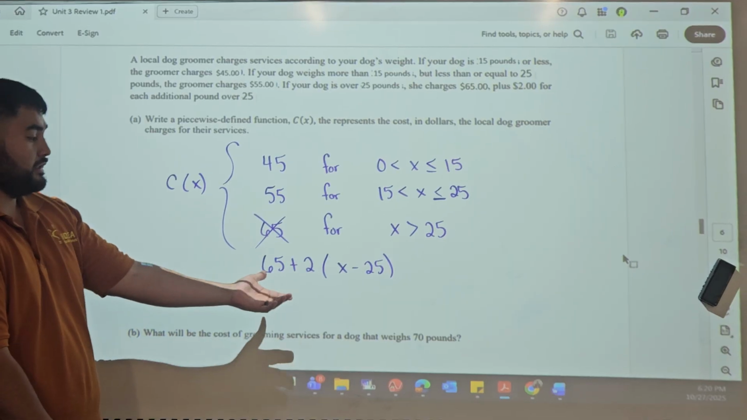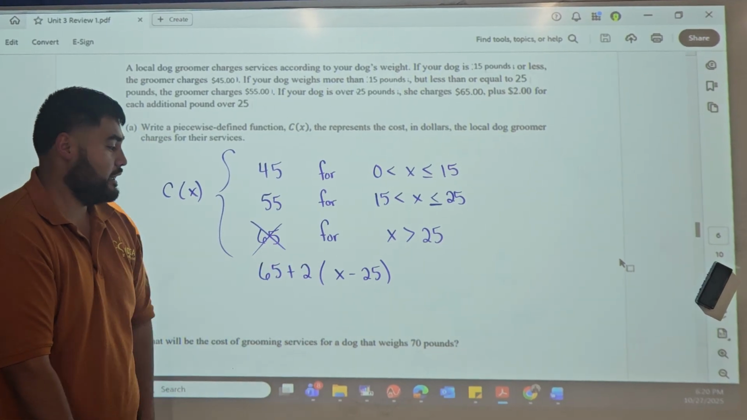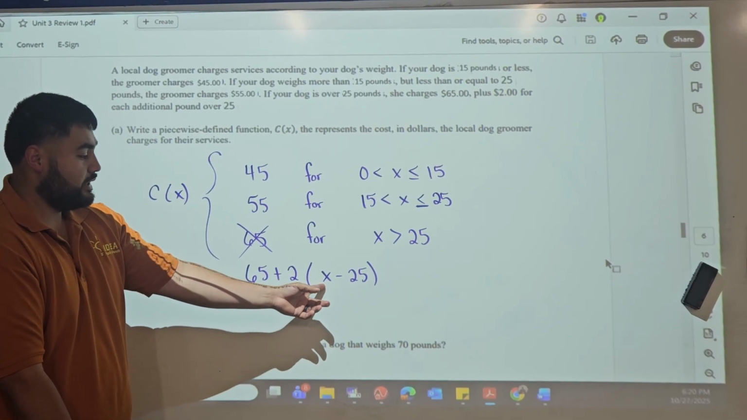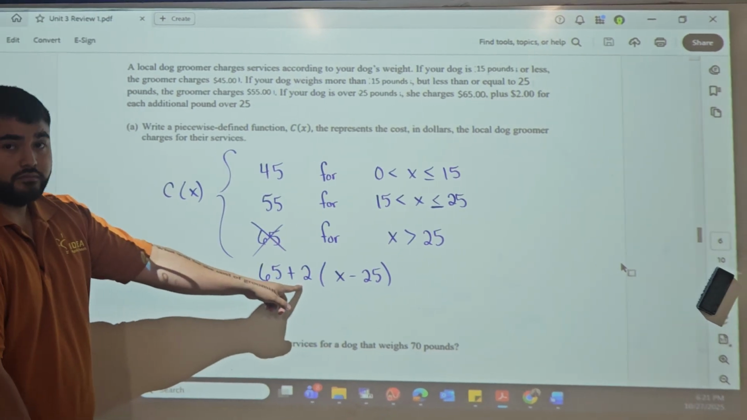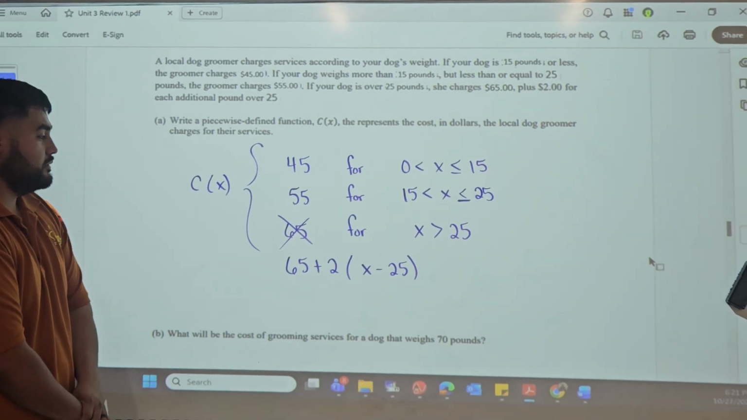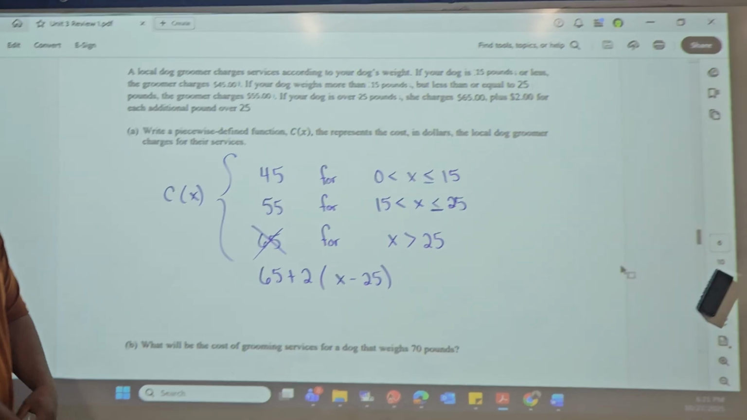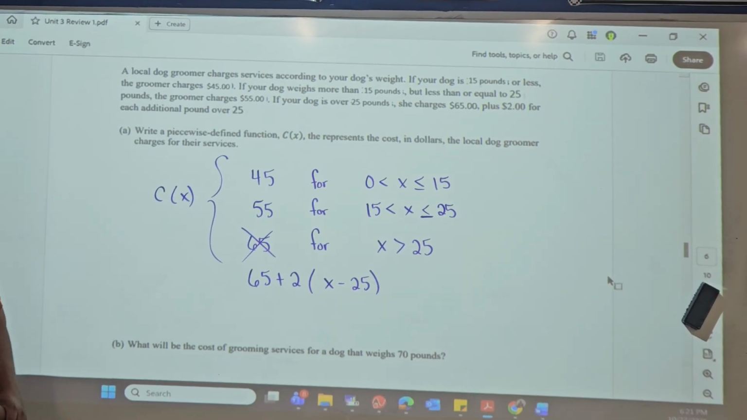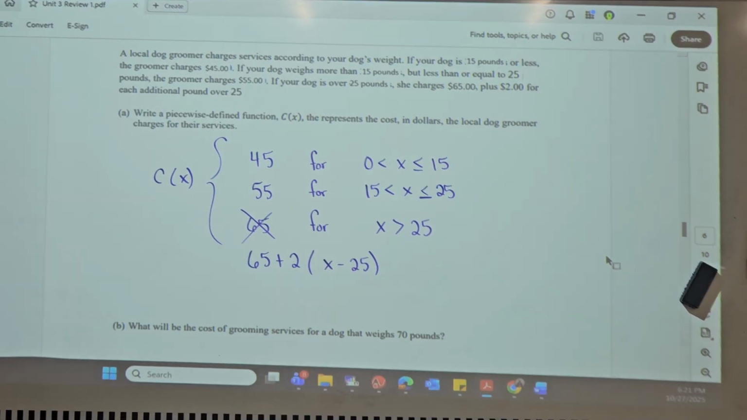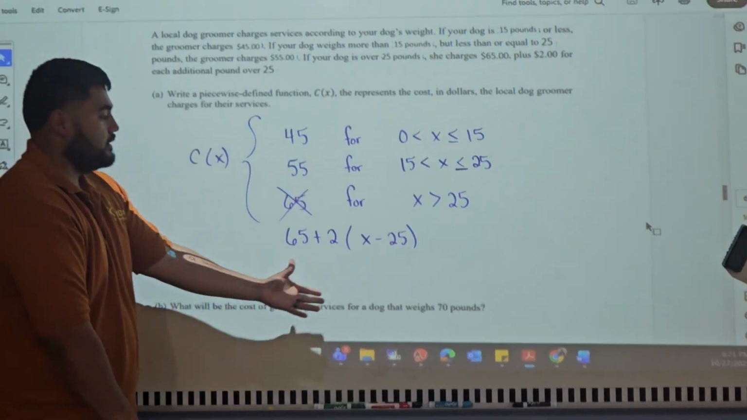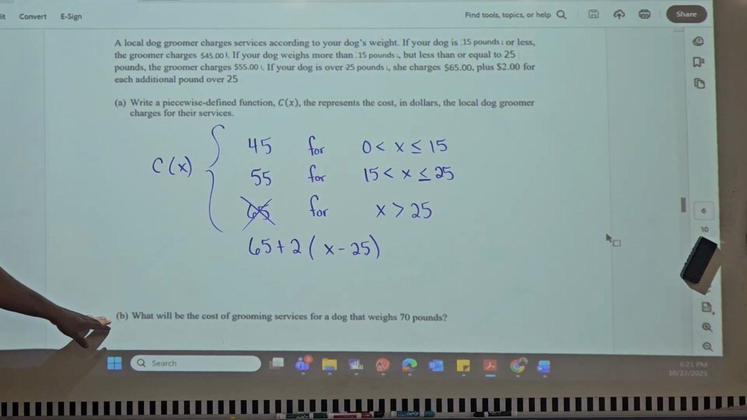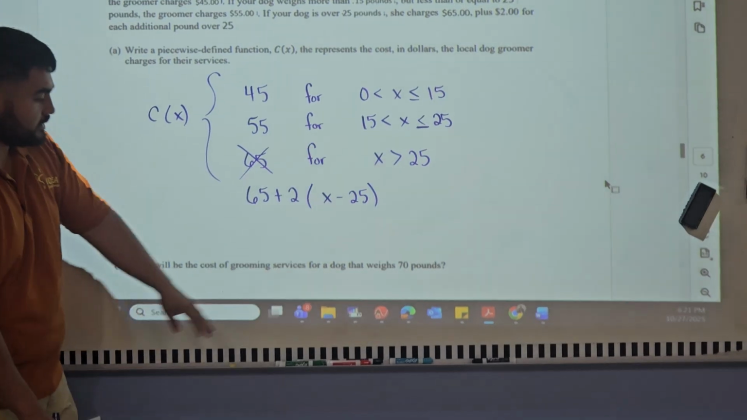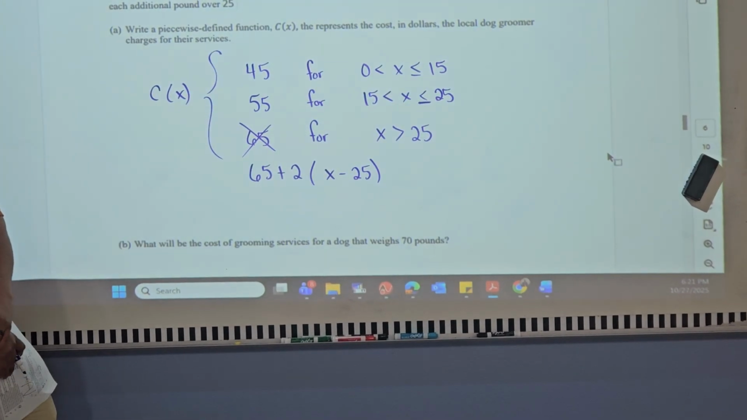Let's say the dog is 27 pounds. If you input 27 here, minus 25, that's 2 pounds. $2 per each pound, that's 4. And there you go, that's part A. So just be very, very careful with that last section. Now for part B, it's asking, what would be the cost of the grooming service for a dog that weighs 70 pounds?